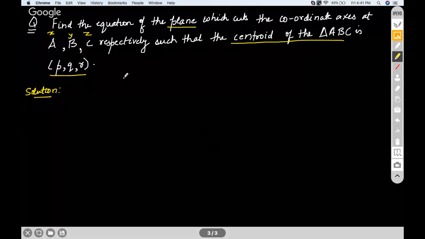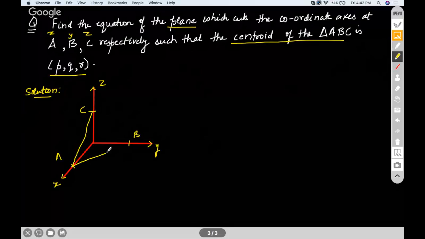So is it x by 3p plus y by 3q plus z by 3r equal to 1? Absolutely correct. So pretty simple. Let us solve this. So the situation is, let's say this is the x-axis, this is my y-axis, this is my z-axis. And we have a triangle which is formed by connecting these intercepts. Now the centroid of this triangle, let's say G, is PQR.